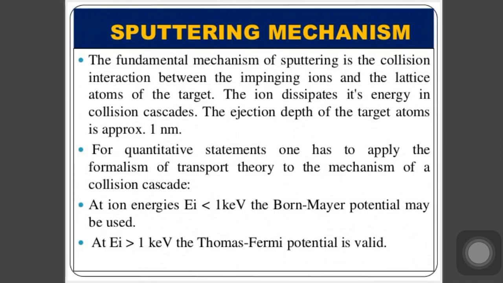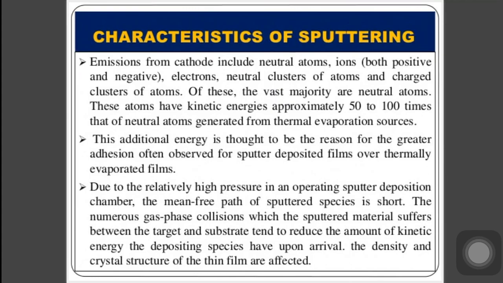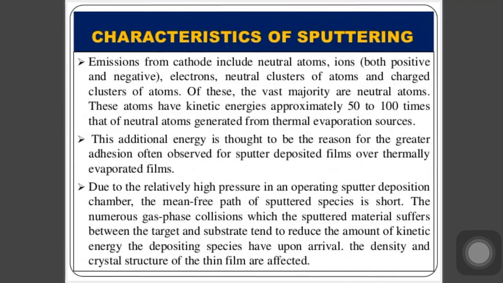For quantitative statements, one has to apply the formalism of the transport theory to the mechanisms of the collision cascades. At ion energies, you can say, a Born-Mayer potential may be used, or we can say that a thermal Fermi potential is valid. These are some of the characteristics of the sputtering process.